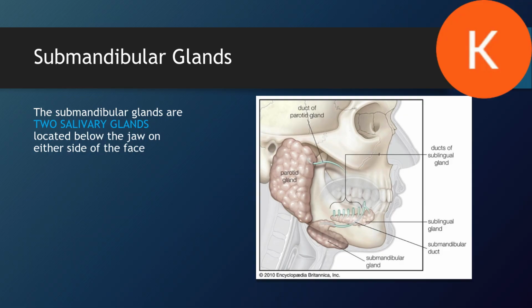The submandibular glands. The submandibular glands are the two salivary glands. It's located below the jaw on either side of the face. So in the picture here, we see our sublingual gland, and then we also see the submandibular duct. We see the parotid gland and the duct of the parotid gland. Then we have the ducts of the sublingual gland and the submandibular gland.